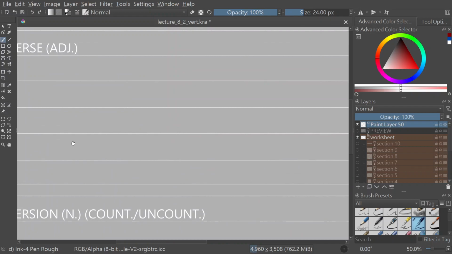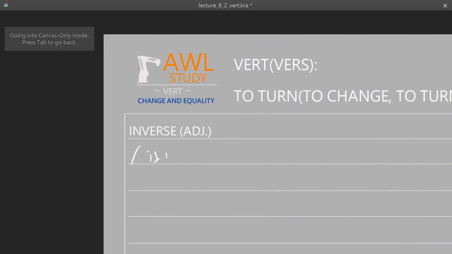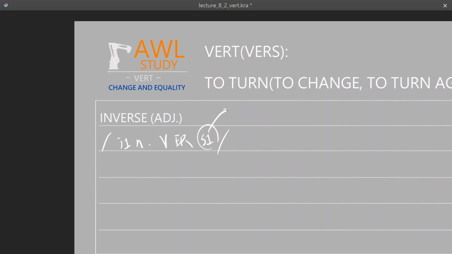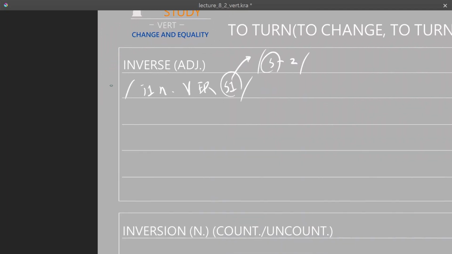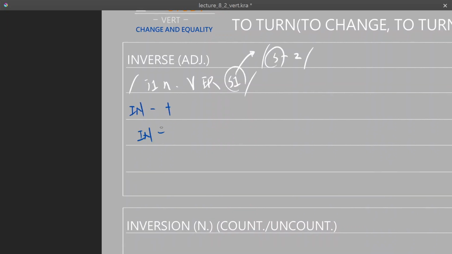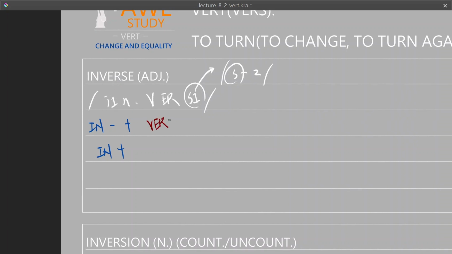The first one is inverse. Inverse. The first sound of s. Right, inverse. And we have the prefix in. Prefix in is in or into. And we have the root verse.